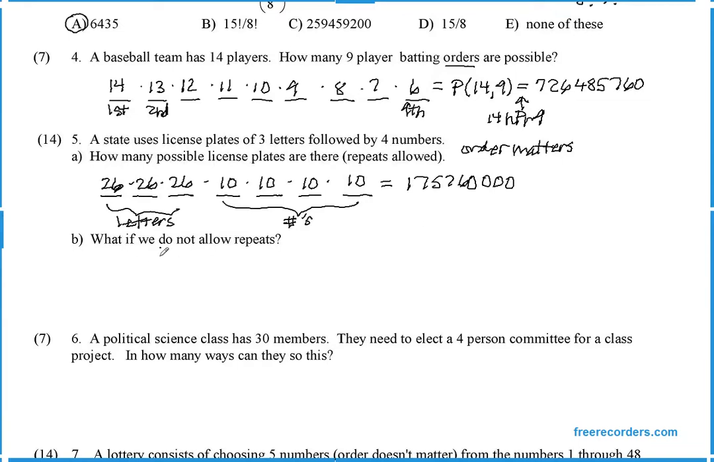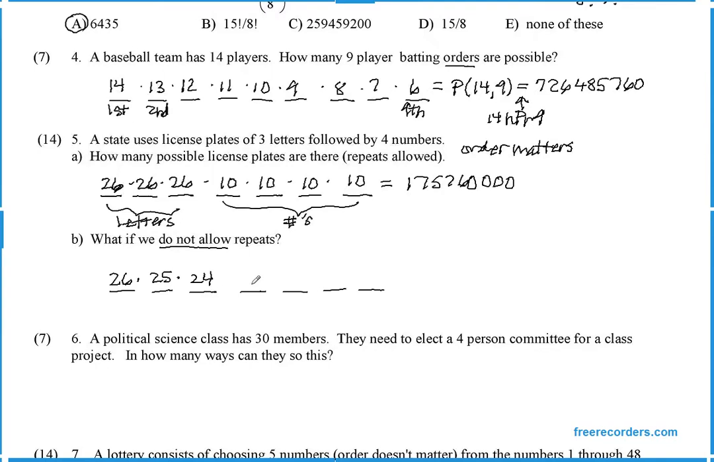What if we do not allow repeats? Then we have the same process with the multiplication principle, same steps. Pick the first letter, second letter, third letter, first number, second number, third number, fourth number, just like we did before. But now picture the letters are in a hat. You've got 26 choices for that first letter, and then you take that out and set it aside. There are 25 choices left for the second. Take that out, set it aside. Now you've got 2 letters out, so 24 choices left for the third letter.